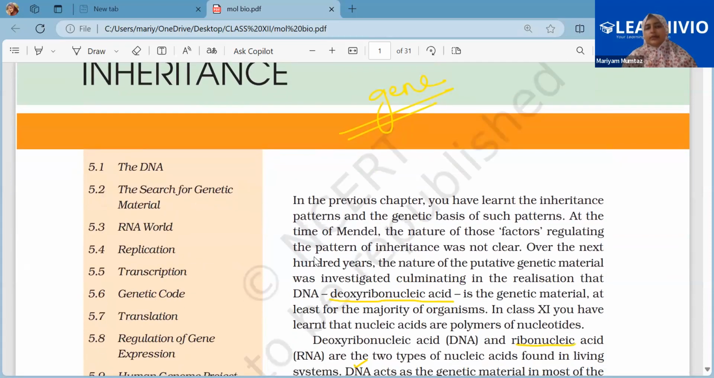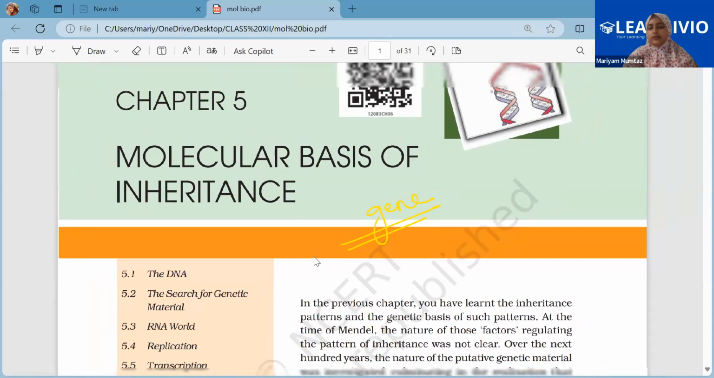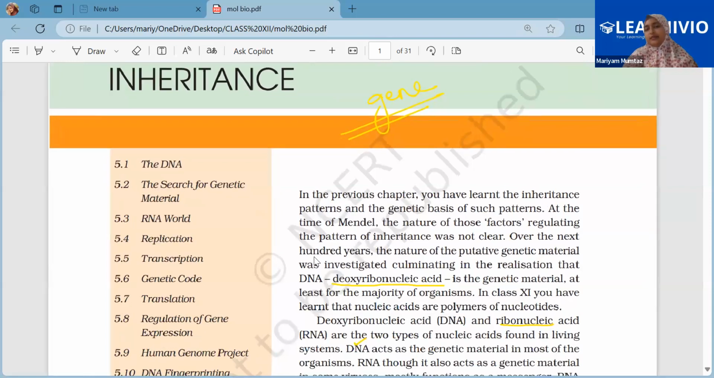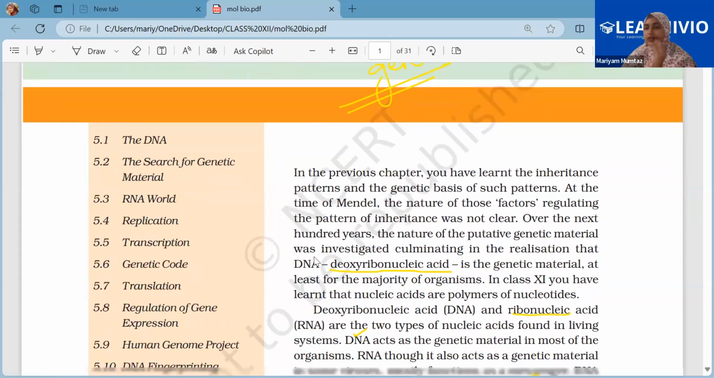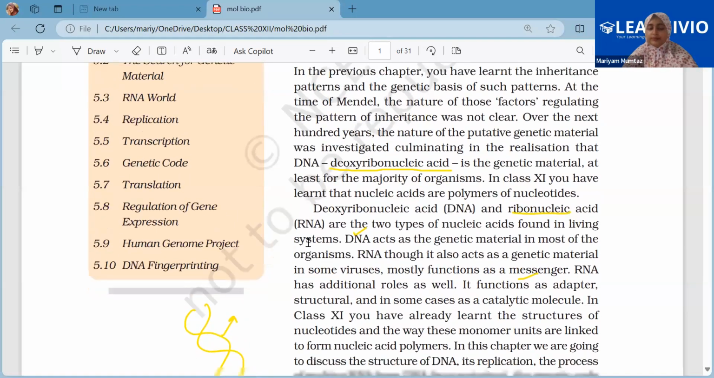All right, so we're going to talk about the molecular basis of inheritance. Now, remember that this whole entire chapter consists of how DNA works, how there are certain bonds present, what are the process of gene expression, and everything that goes along with this.